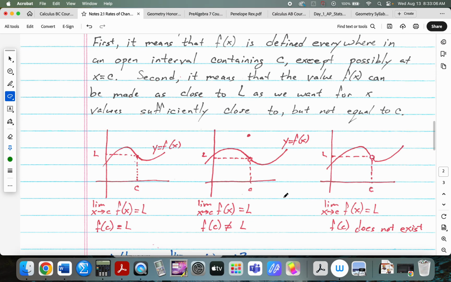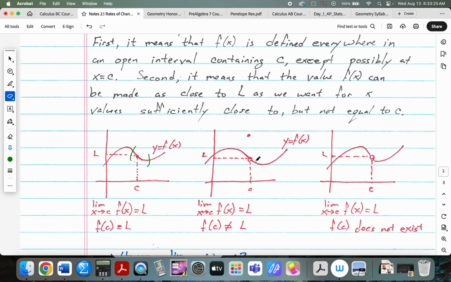So, on all of these, the limit as x approaches c of f of x is equal to L. Because if you take some little interval about this, you don't need to write this, but if I get really close to x is c, the y value gets really close to L.